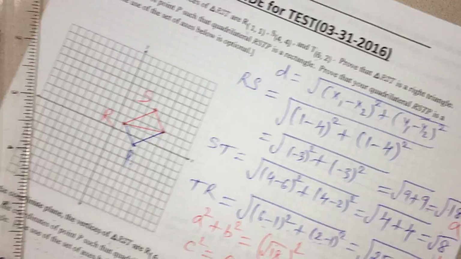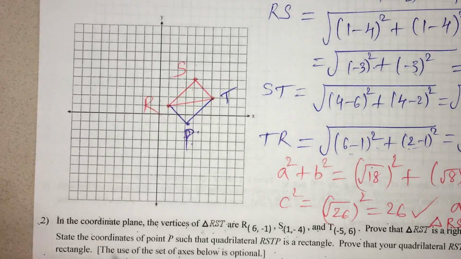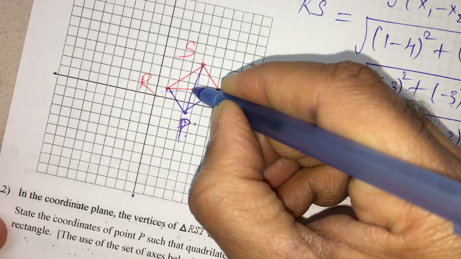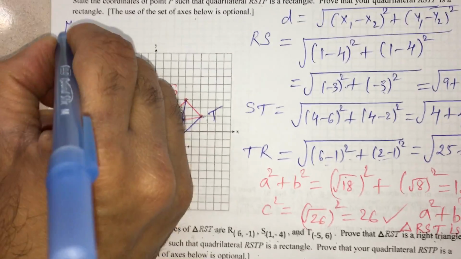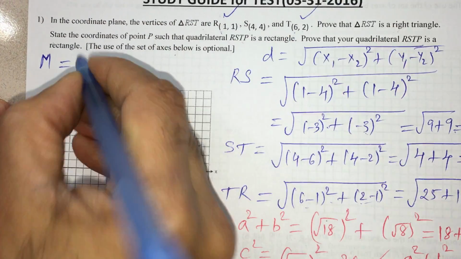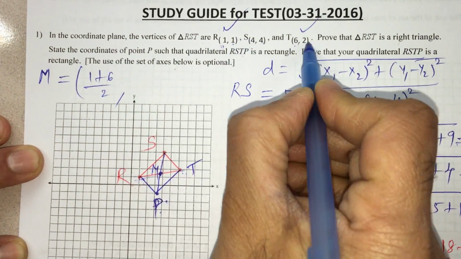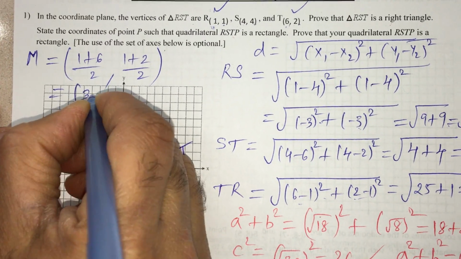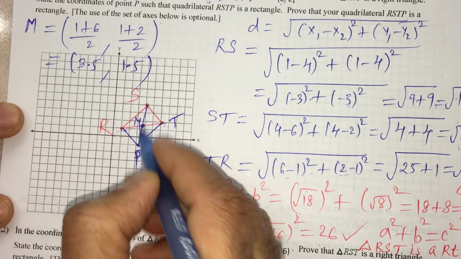Here is P. How to find the coordinates of this P? This is RST, but we have to find the coordinates of P. For this, first you calculate the midpoint of RT. When you join PS, this midpoint is also the midpoint of SP. For R and T, say M is the midpoint of RT. So x1 plus x2 over 2, that is 1 plus 6 over 2, and y1 plus y2 over 2, that is 1 plus 2 over 2. That means I get 7 over 2, which is 3.5, and 3 over 2 is 1.5.